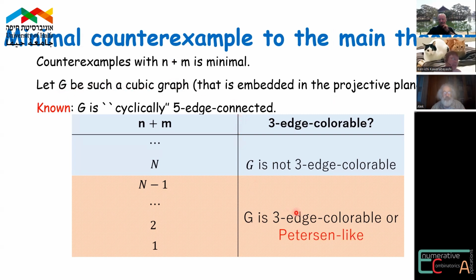Below n plus m, the number of vertices plus the number of edges of G, every graph is either 3-edge-colorable or the Petersen graph, because that's what we want to show. And above it, the graph is neither 3-edge-colorable nor the Petersen graph. Then you just say that this graph doesn't exist. That's what you want to show, and this is basically the same as the Four Color Theorem.